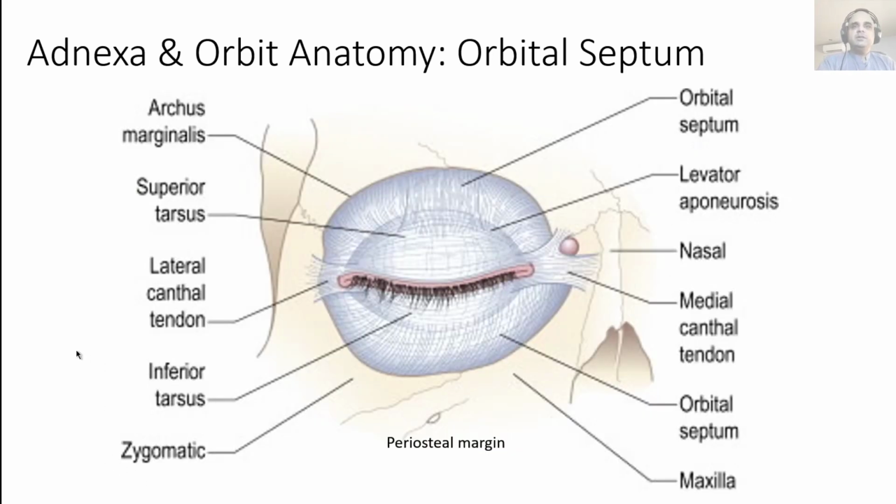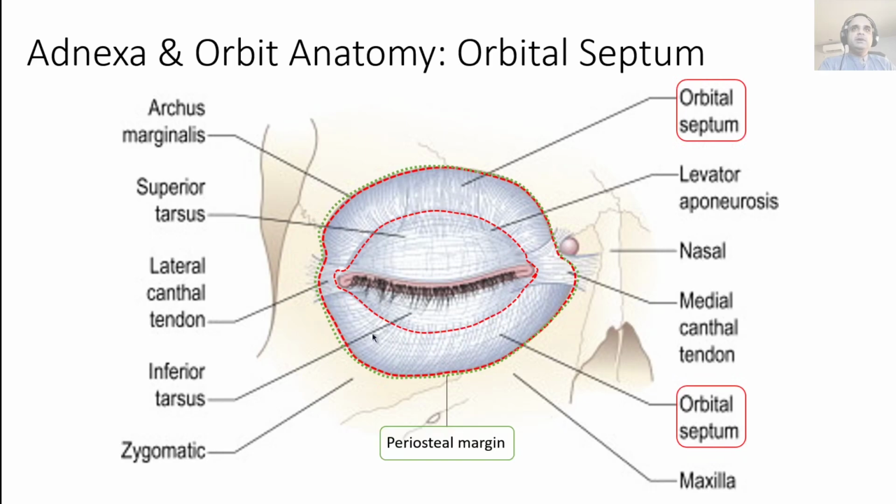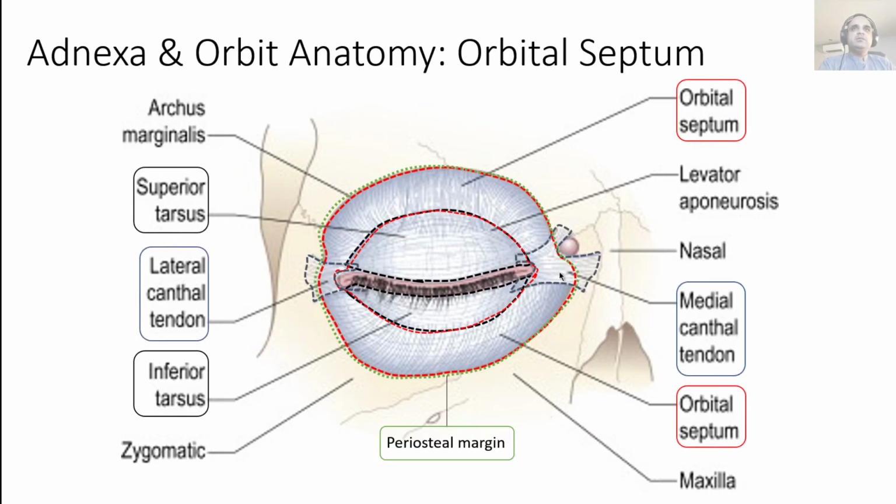This is another picture, actually a diagram, and this is your orbital septum. I'll just highlight it. This is the periosteal margin of your bony orbit, and between the two red lines is your orbital septum, which merges into the tarsal plates, highlighted by these black lines. And these are your two canthal ligaments, lateral and medial canthal ligament or tendons, which are anchoring your tarsal plates to the bony orbit.